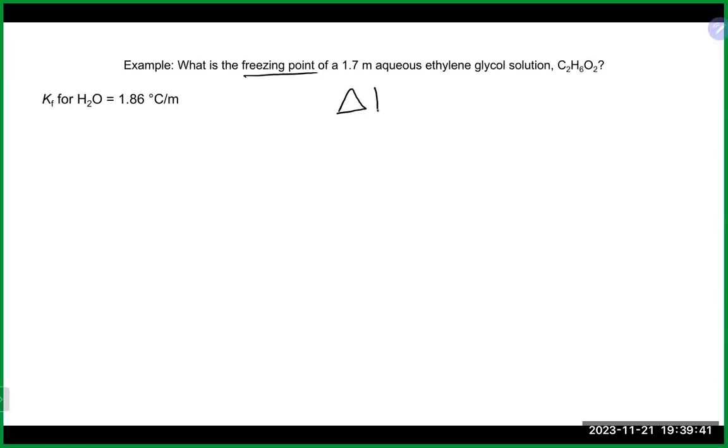So our change in freezing point temperature is our Kf times our molality. In this particular case, they actually gave us the molality, but in some cases you do need to calculate it yourself. So we do have the molality, which is 1.7 moles per kilogram. We do have our Kf here for water, and once again, we look it up because it is an aqueous solution, right? Aqueous is the key word there for water, which is going to be our solvent in this case.